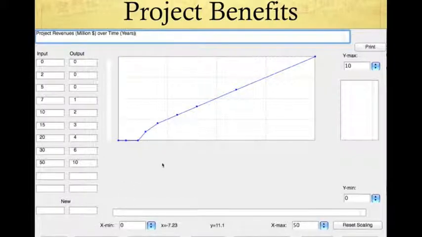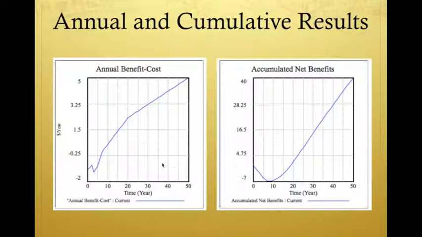So if you bring these together, and this is done in the Vensim model for this benefit and cost, you can see a couple of things. First, the annual benefit and cost. So this is year by year. What is the difference between the benefits and the costs?